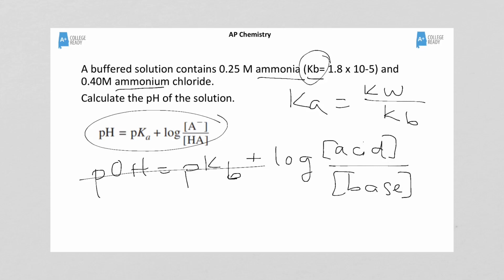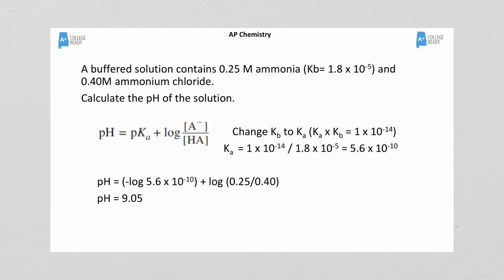So again, not necessary to remember that. If you already know it, great. If you don't, just use this. It's on the formula sheet. It'll make your life a little bit easier. So let me walk you through how I would set that up. As I said, we've got to change Kb to Ka. If we know Ka times Kb is 1 times 10 to the negative 14th, that's on the formula sheet. As you saw, I had already done, I just rearranged it. Ka equals the Kw value divided by the Kb given, and that gives me, doing the math, 5.6 times 10 to the negative 10th.